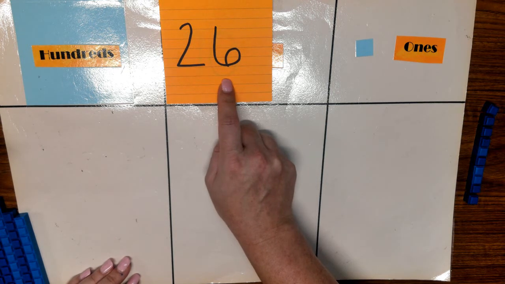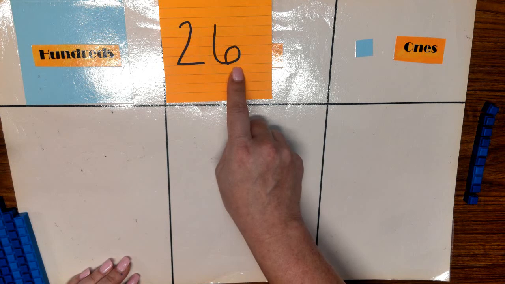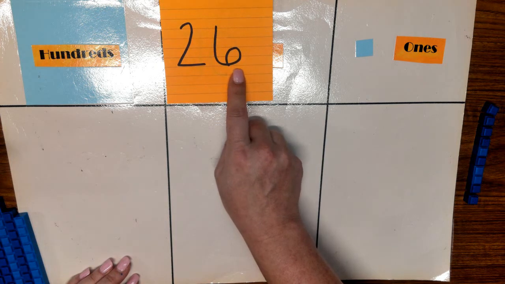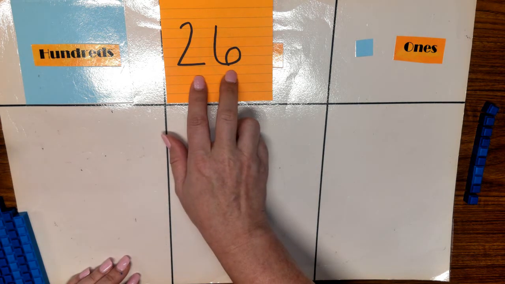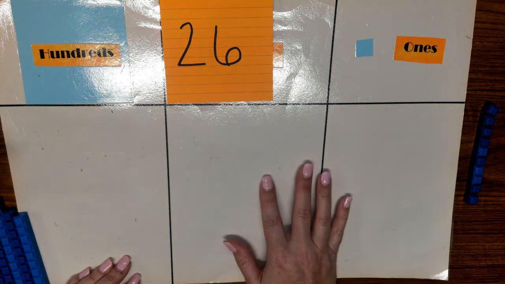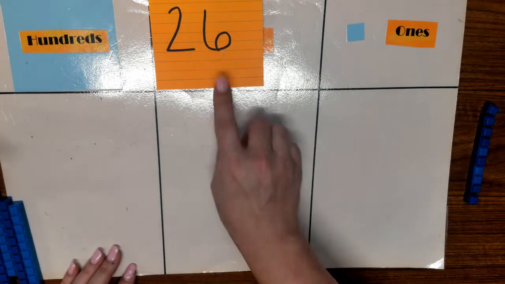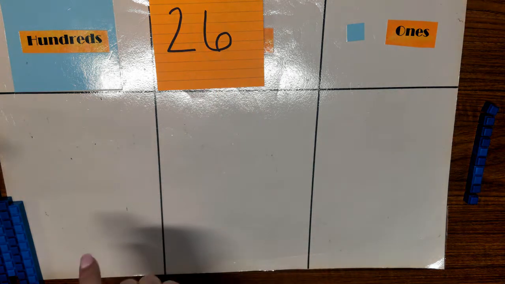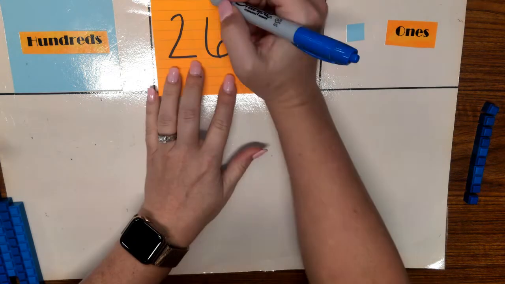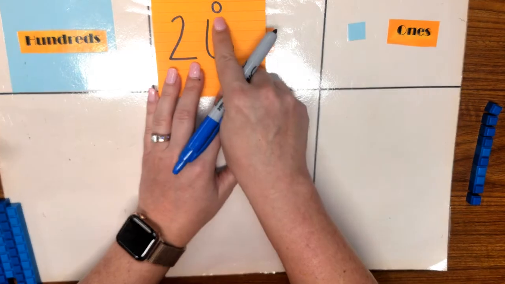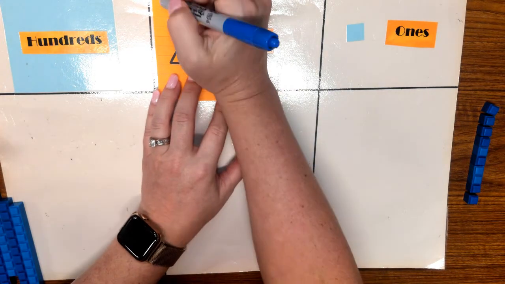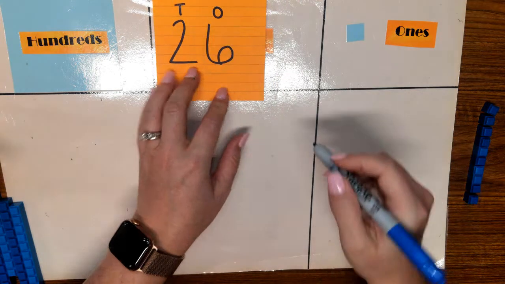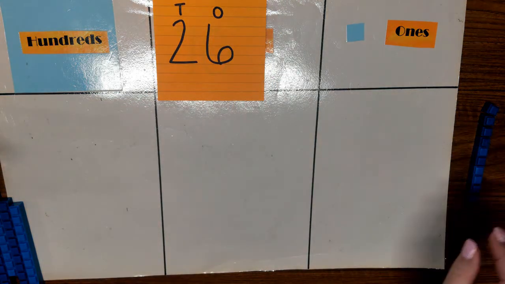Standard form is where I just write a number using the digits. So I'm going to take this number in standard form and build it in model form. Right here, I see that I have a 6 in my ones place, and I can even label it. This is my ones place and this is my tens place. Okay, so I am going to first show 6 ones.